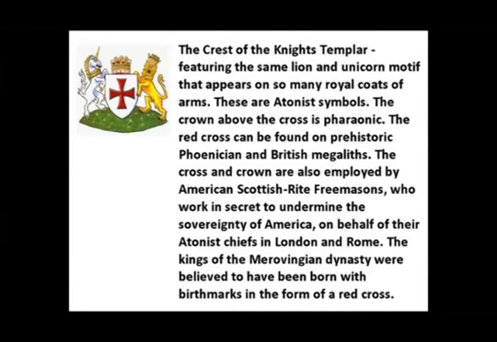Here we have the crest of the Knights Templar, featuring the same lion and unicorn motif that appears on so many royal coats of arms. These are Atenist symbols. The crown above the cross is pharaonic. The red cross can be found on prehistoric Phoenician and British megaliths. The cross and the crown are also employed by American Scottish Rite Freemasons who work in secret to undermine the sovereignty of America on behalf of their Atenist chiefs in London and Rome. The kings of the Merovingian dynasty were believed to have been born with birthmarks in the form of a cross.